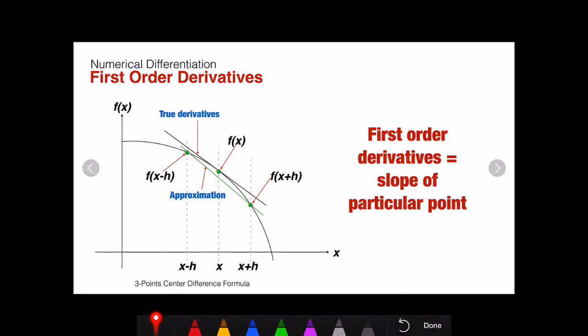The same thing we can do for the 3 point center difference formula. We're using this point, x minus h, and this is x plus h. You want to approximate the derivative at x here. So you just draw the line here, and then you get the first order approximation for the first order derivative.